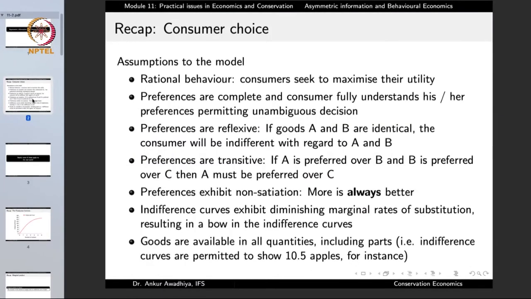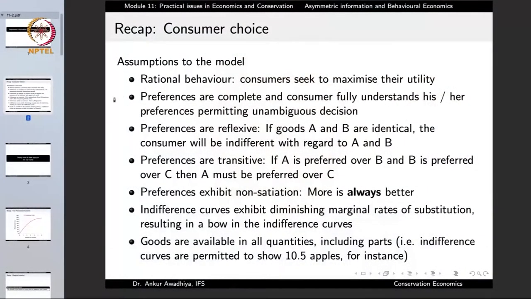When we talked about consumer choice, we talked about a number of assumptions in the model. These are the assumptions that we normally make whenever we are making any economic analysis, because these assumptions simplify things. So in an earlier lecture, we had looked at what a model is. A model is a simplified depiction of reality. Reality is very complicated, and so to make sense of it, to look at the underlying principles or laws of economics, we need to make certain assumptions.